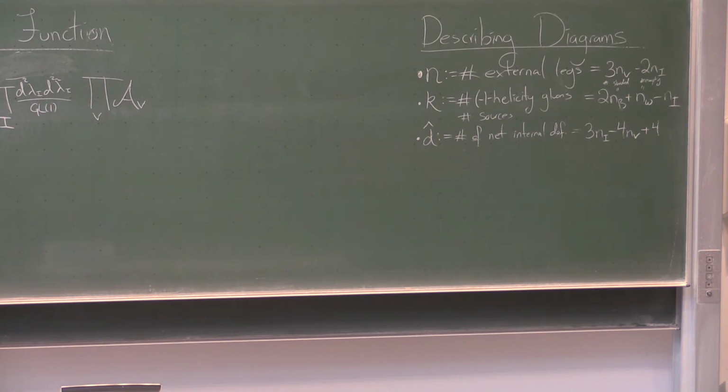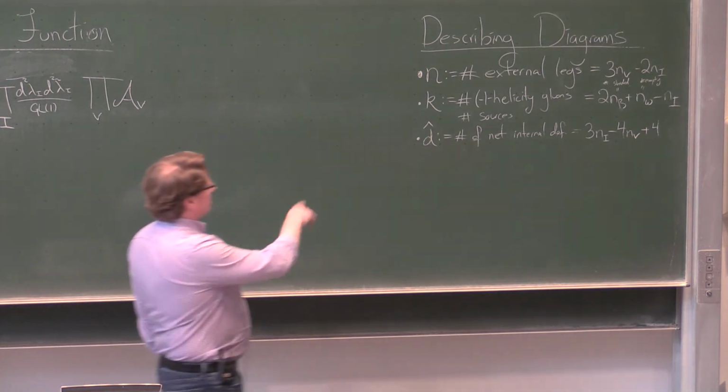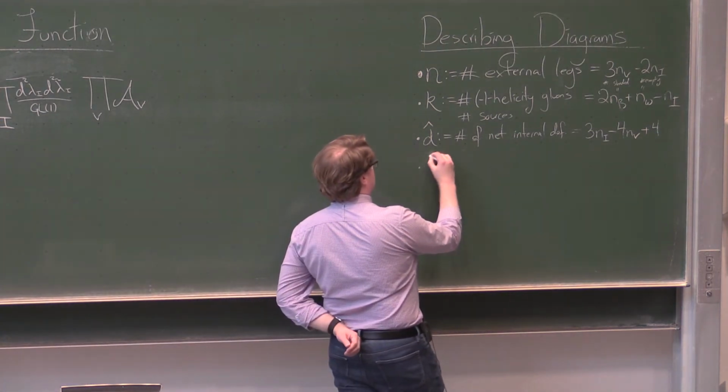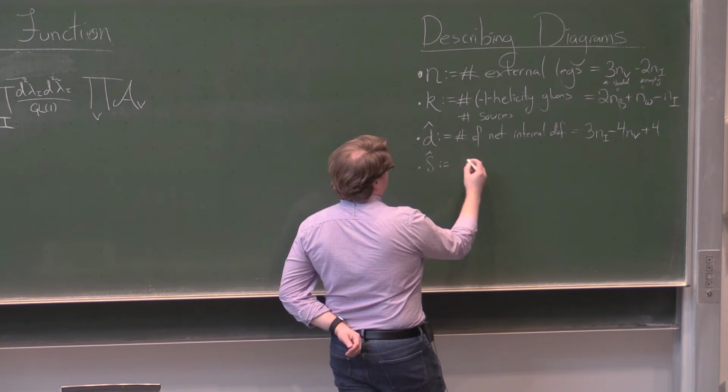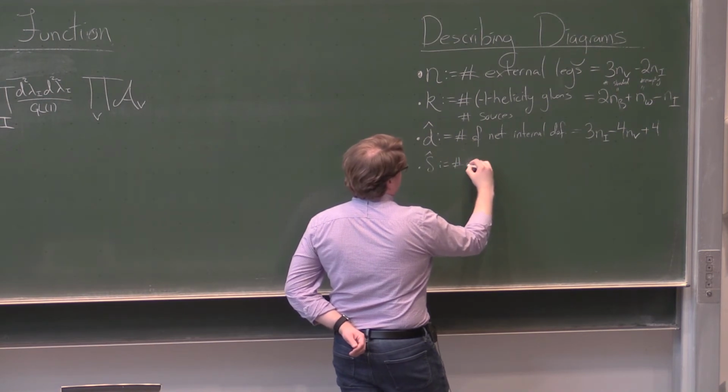D hat. Somebody shout it out. It's the number of net internal degrees of freedom. If you follow that formula, it's -1, okay? Which is another way of saying that you have a net 1 constraint on the external data. So it's net delta function. So there's a related thing here for this. I could say it's delta hat, which is the number of constraints.